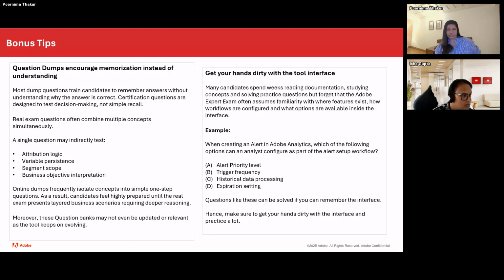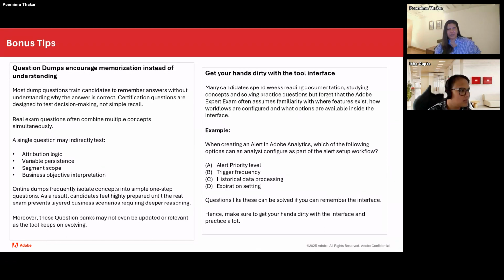Look at this question, for example. When you're creating an alert in Adobe Analytics, which of the following options can an analyst configure as part of the alert setup workflow? The priority level, trigger frequency, historical data processing, or expiration setting.